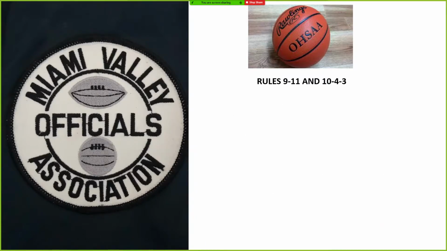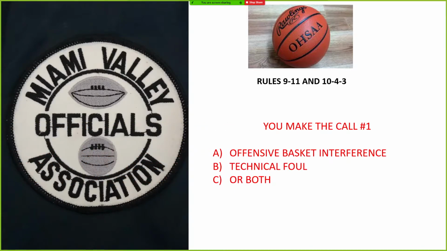Thanks, Rayshawn. You make the call, number 1. Is this play A, offensive basket interference, B, technical foul, or C, both?